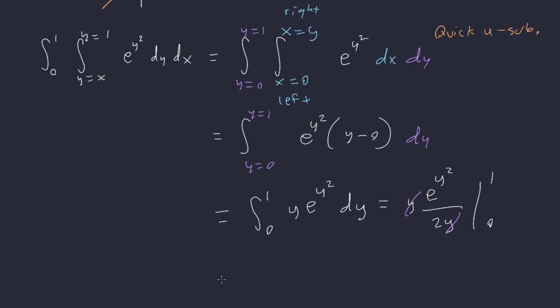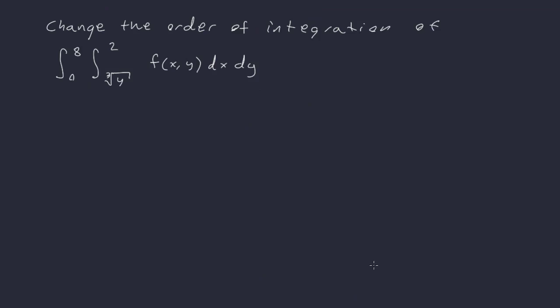Okay, and now we can plug and chug to get e to the 1 squared over 2 minus e to the 0 squared, which is 1. So we get e halves minus 1 half. Okay. All right, and there we go. This is why we need to be able to orient in either direction. All right, so the tricky thing about this really is the setup.